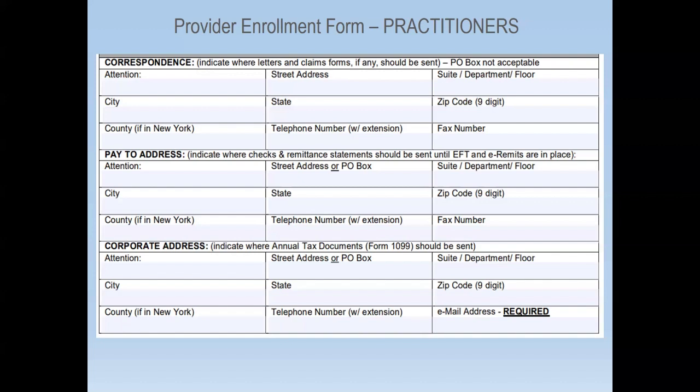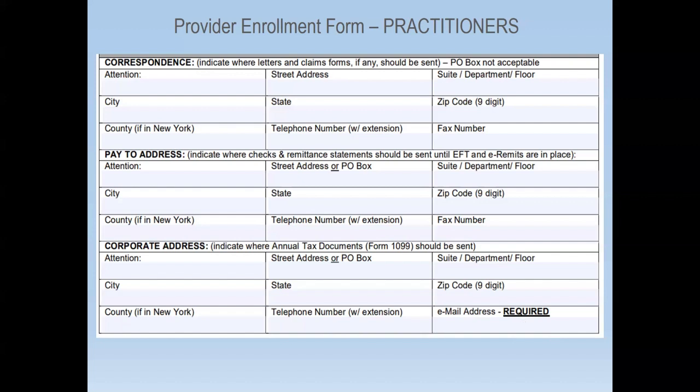But if you are still getting paper or for some reason paper has to be sent, that's going to be your pay to address. And then you have a corporate address, and that's where your tax documents, your annual tax documents, like your 1099 forms are going to be sent. And as you see here, an email address is required in that field. So that's important that you give us that email address.